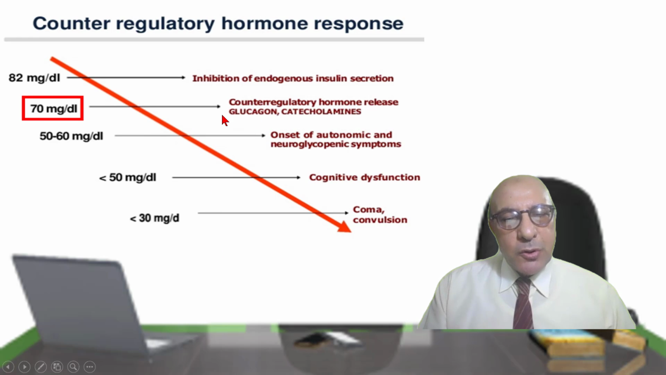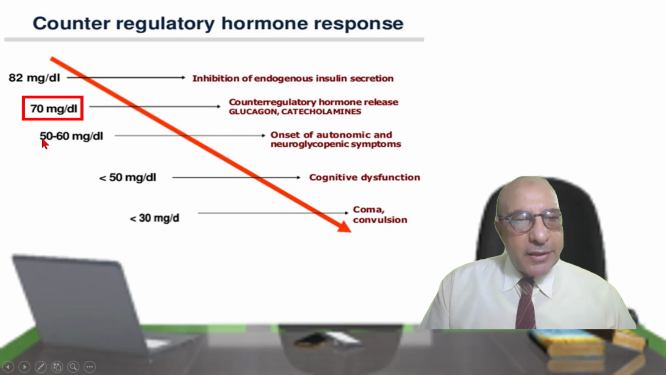If this is not enough and the blood sugar drops more to 70 milligram per deciliter, the next step is that counter-regulatory hormones we just discussed will be secreted, namely glucagon and catecholamines, which we mean here adrenaline or epinephrine. The onset actually of autonomic and neuroglycopenic symptoms like confusion, irritability, disorientation will be at a level of 50 to 60 milligram per deciliter.